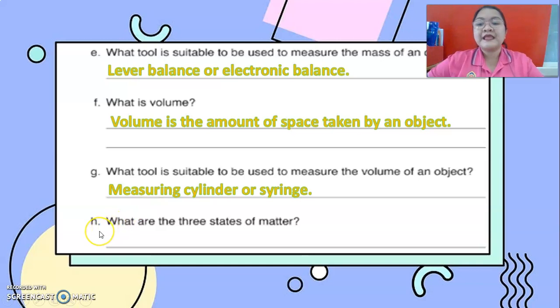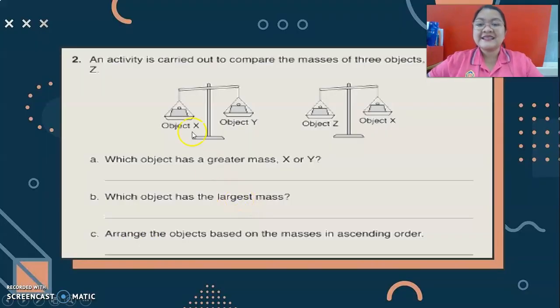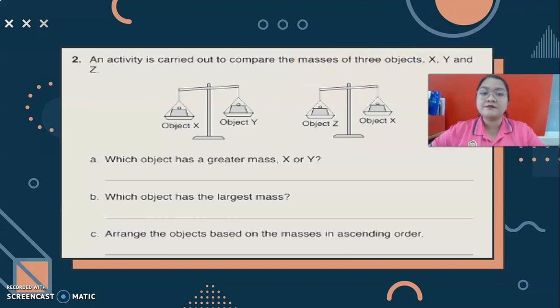Letter H. What are the 3 states of matter? Answer it on your own. Next. Number 2. An activity is carried out to compare the masses of 3 objects. We have X, Y, and Z.